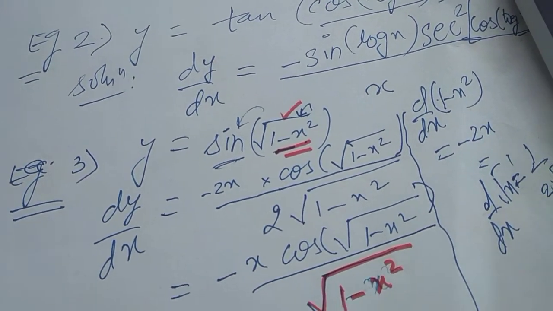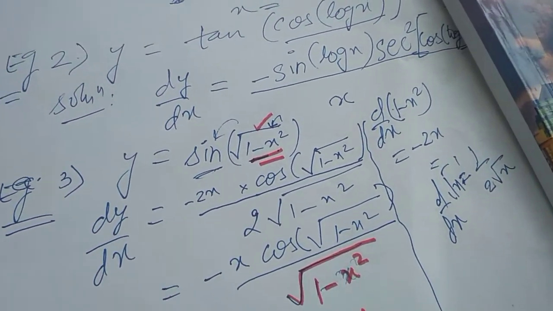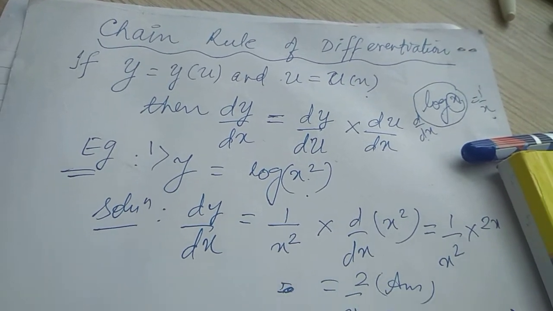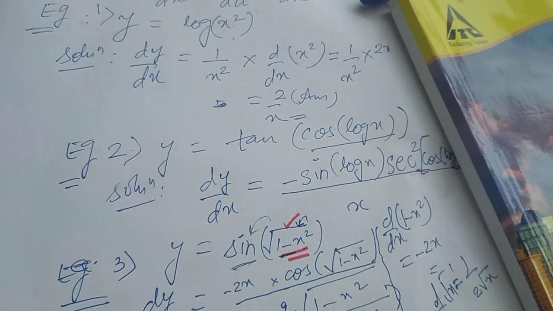So I hope you understood what exactly the chain rule means. If you have any doubt, we can take multiple examples and get it explained properly. Okay?